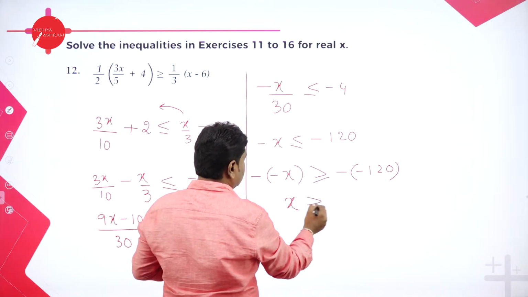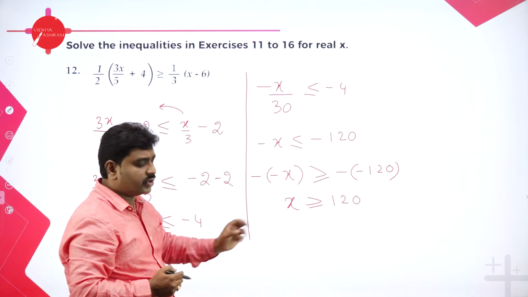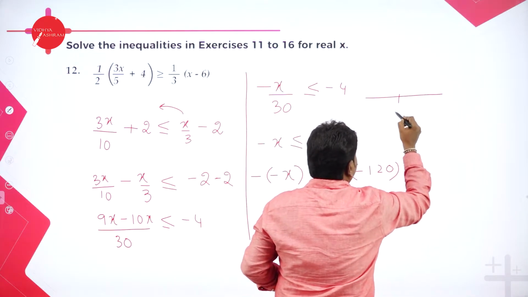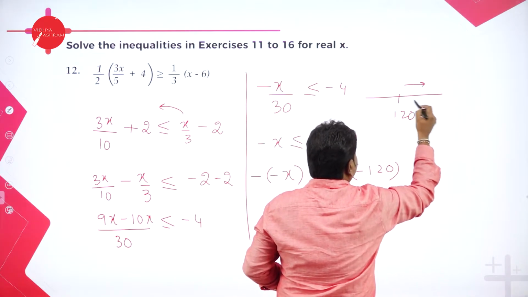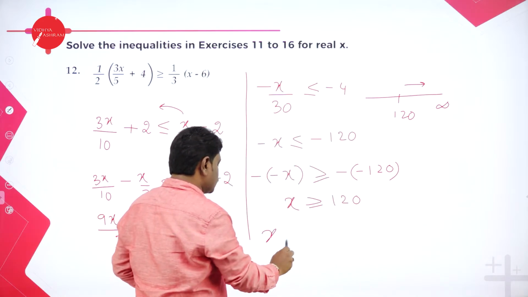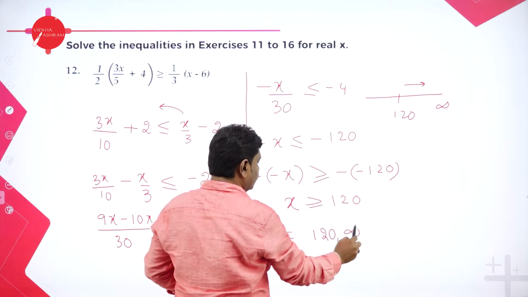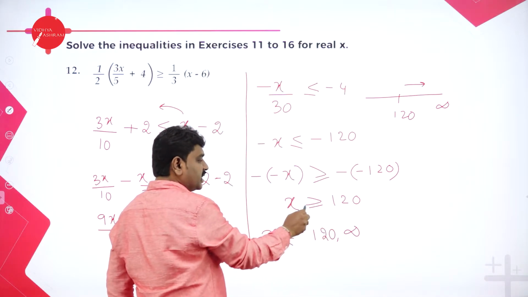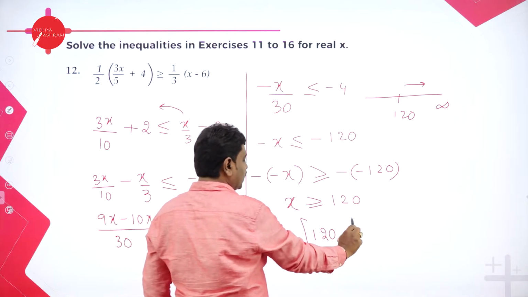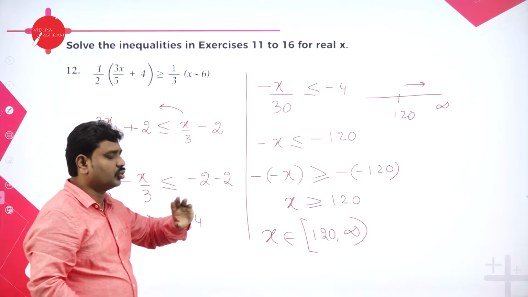So x greater than or equal to 120. So x greater than or equal to 120 means what? More than 120. So means x values is after 120, including 120 till what? Positive infinity. That is, x belongs to starting from 120 till what? Positive infinity, including 120, because greater than or equal to. Including means closed interval. Closed interval means square bracket. Always infinity should be in open interval. This is the answer, or this is the solution.